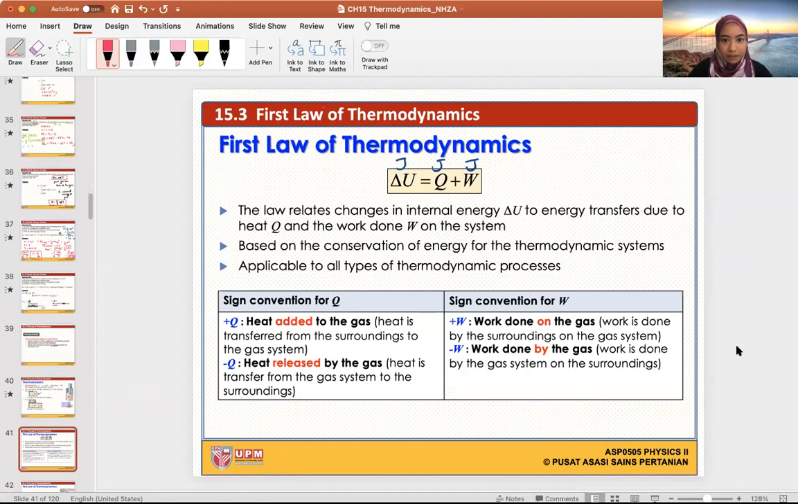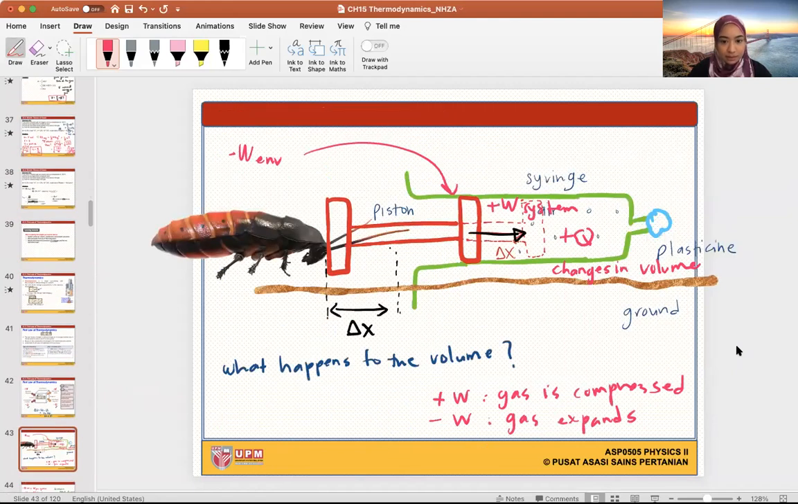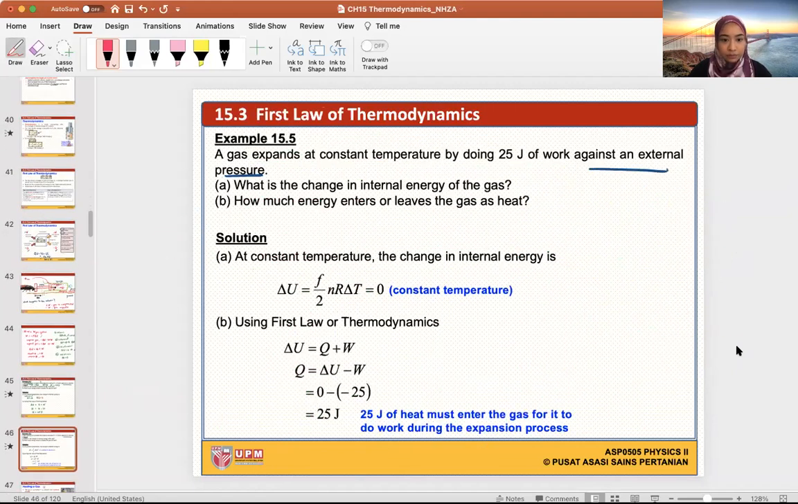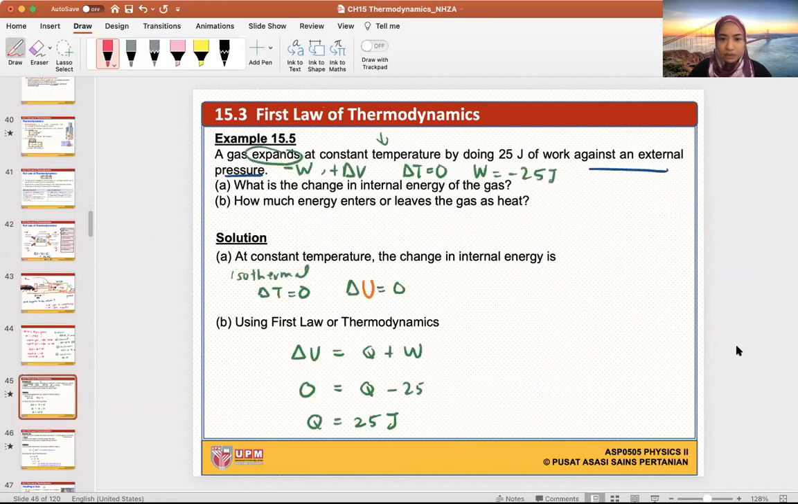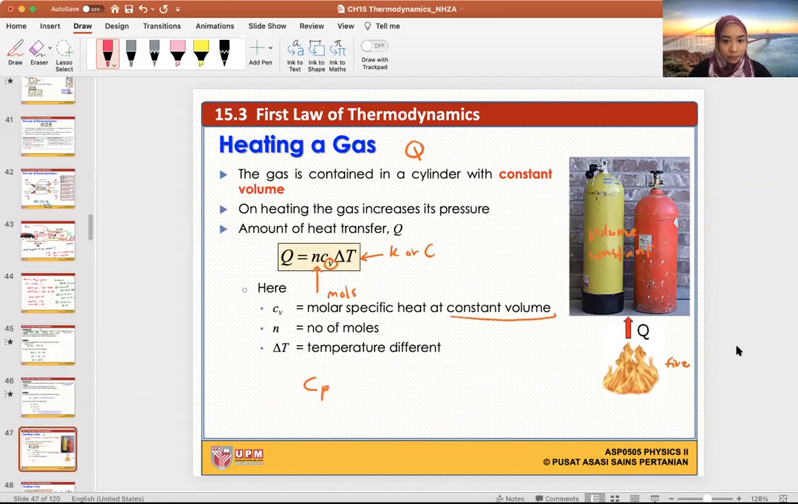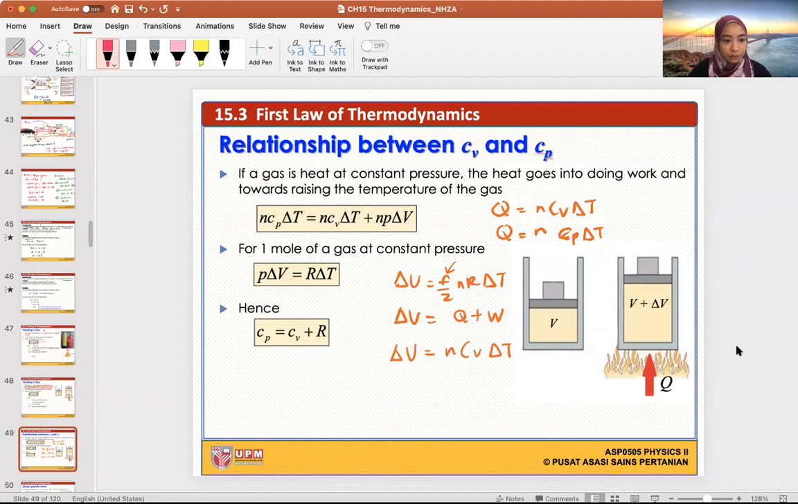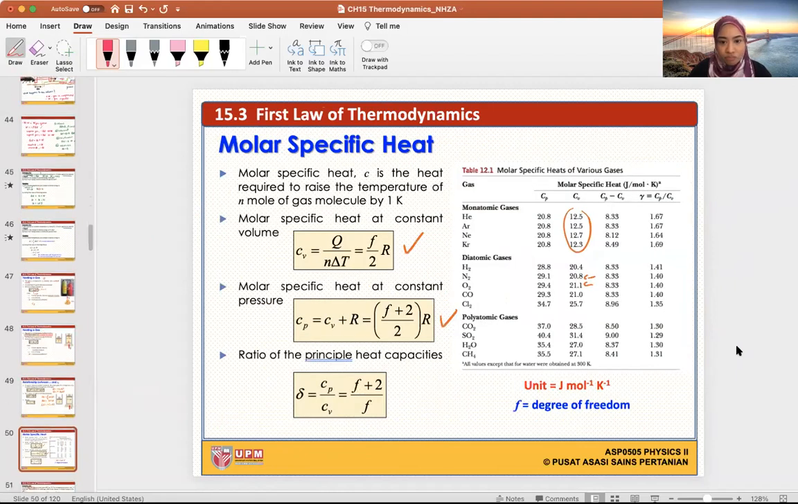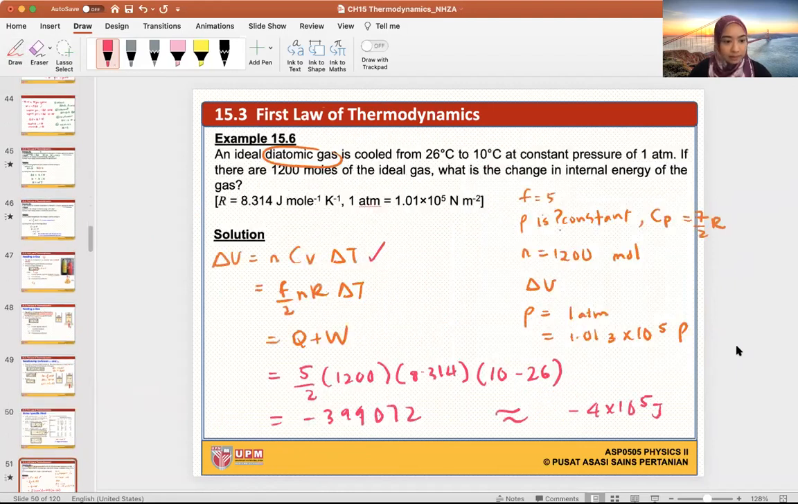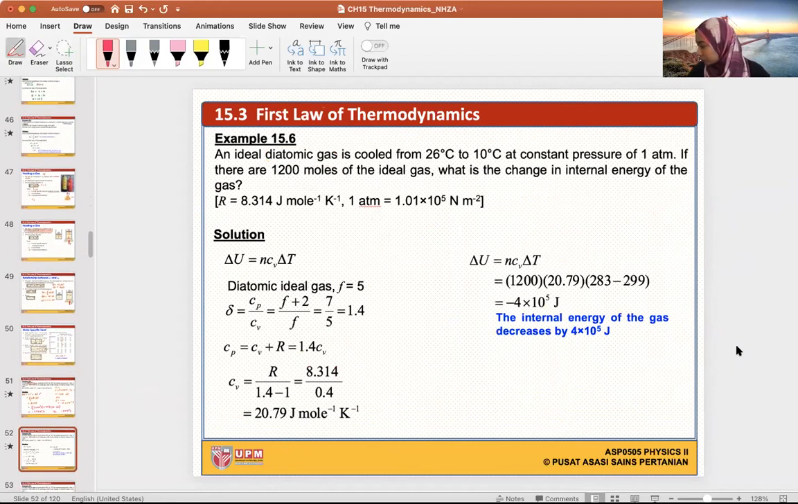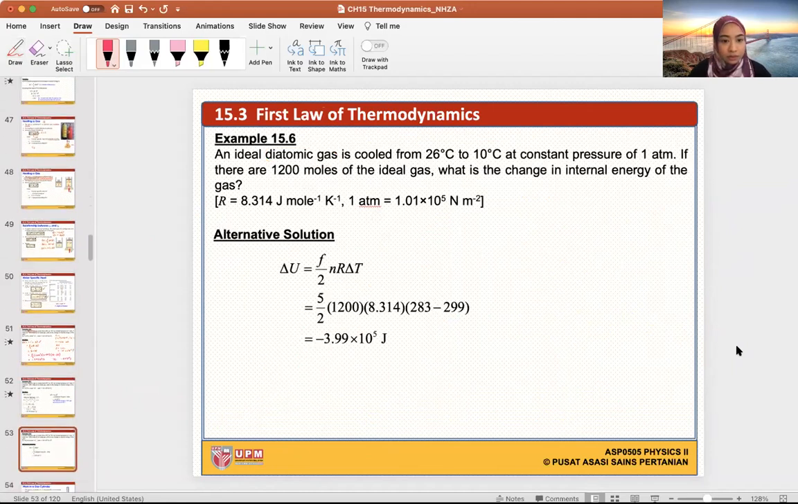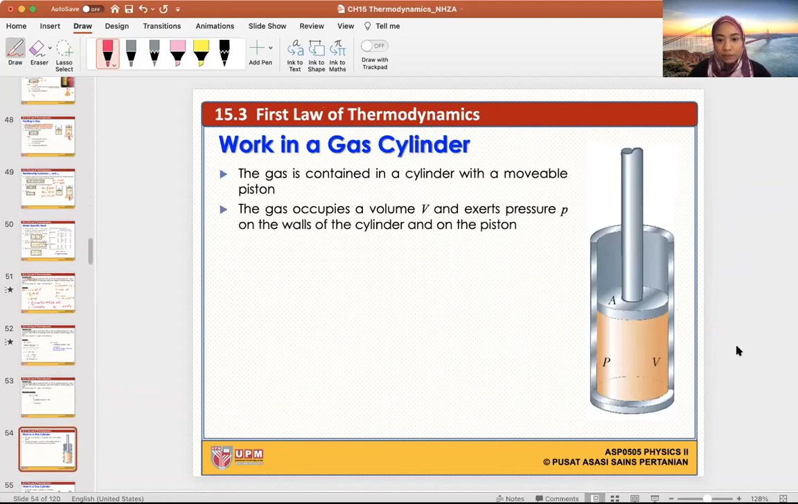Kita dah sampai sini dah. Have we done this one? Yes, we have. We have learned this one as well. Oh my god, banyak gila. This one dah. And this one. Okay, we stopped here, but actually I showed you about work done using my video on YouTube.